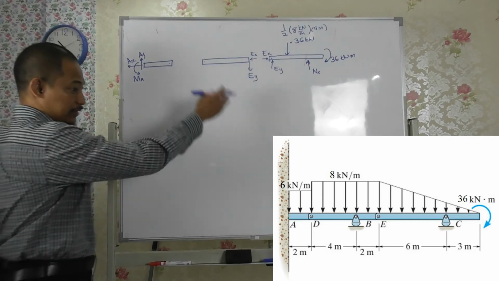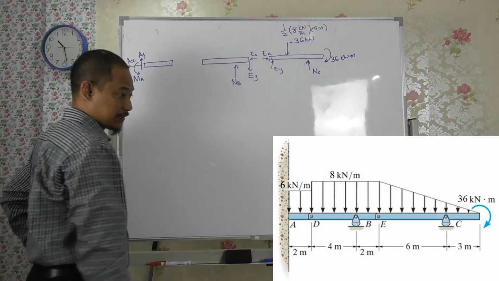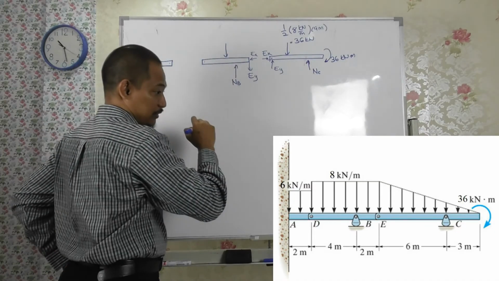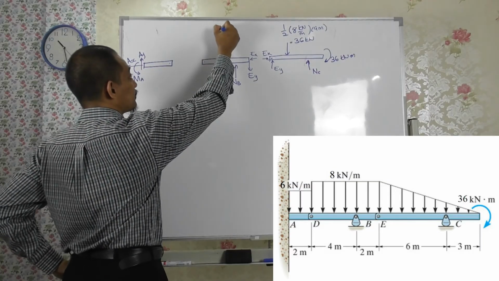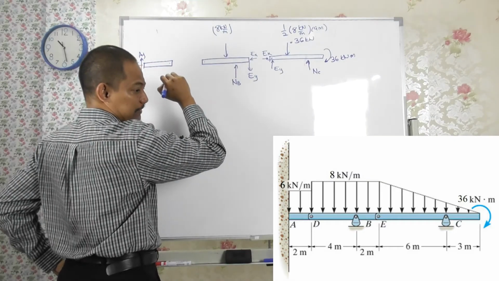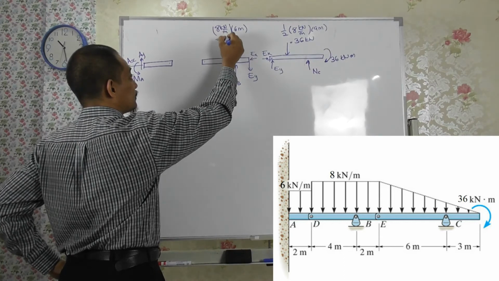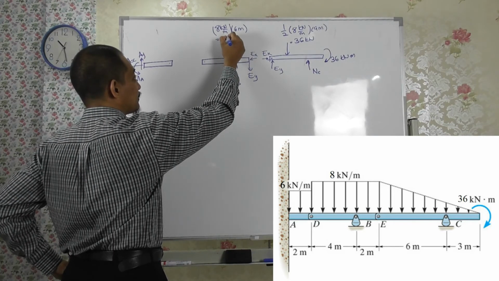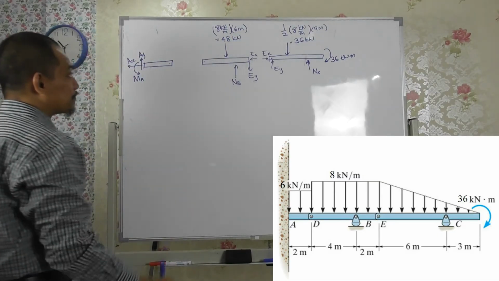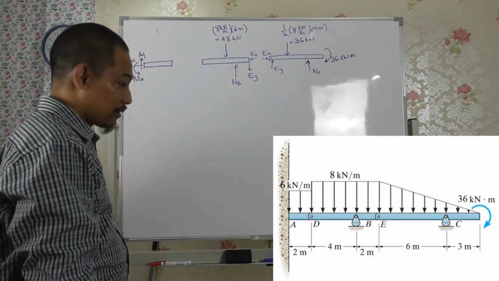Next, here. So you have normal force, normal at B there from the rocker. And then you have the distributed loading, so at the middle there. So this one is simply 8 kilonewton per meter times 6 meter. 48 kilonewton. What else?